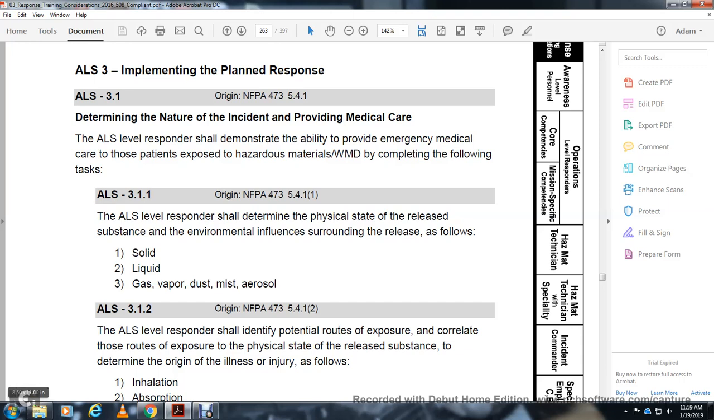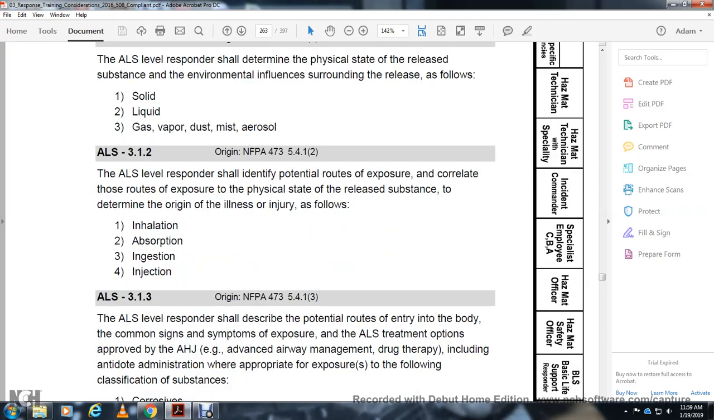The advanced life support level should identify the potential routes of exposure, correlated with the physical state of the substance and related to the illness or injury: inhalation, absorption, ingestion, injection. The advanced life support level of response should demonstrate the potential routes of entry into the body and the common signs and symptoms of exposure.